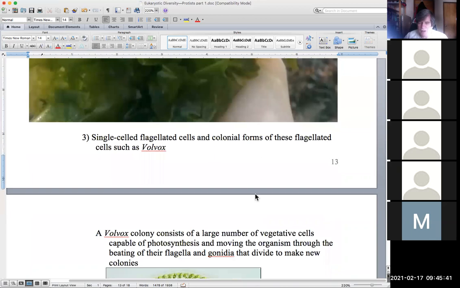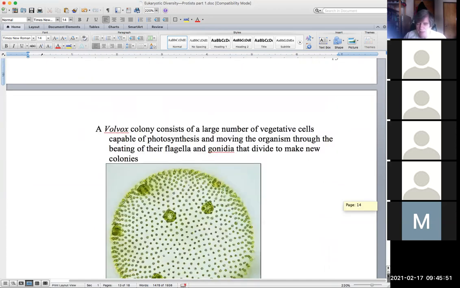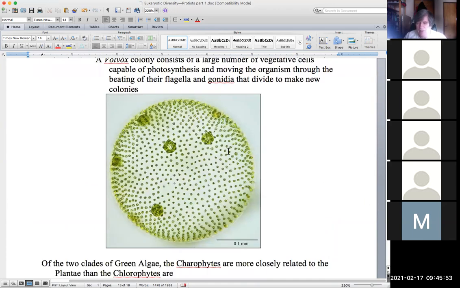Some green algae are just single-celled flagellated cells. But sometimes these single-celled flagellated cells group together and form colonies. A good example of this is something called Volvox. If we look at Volvox, all these little green dots are called vegetative cells.